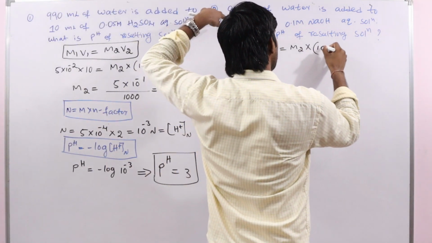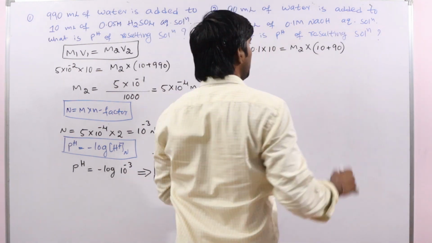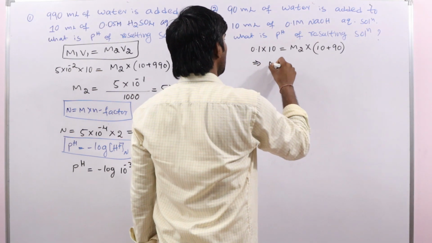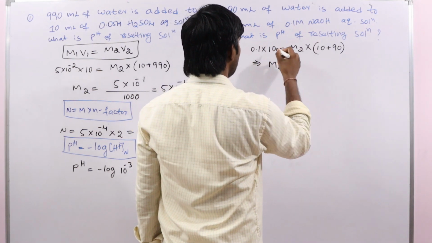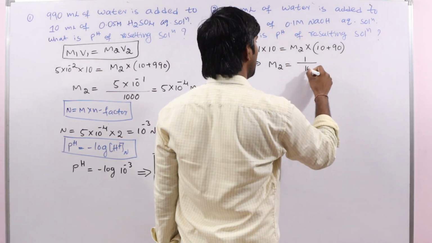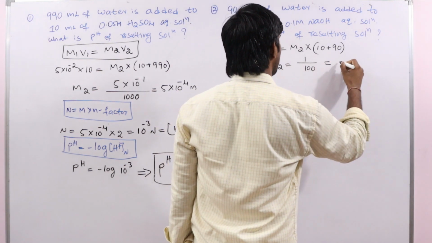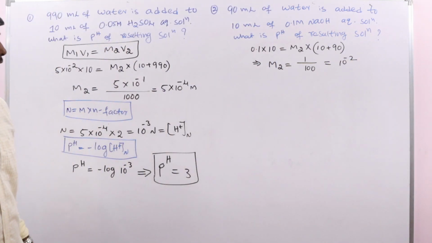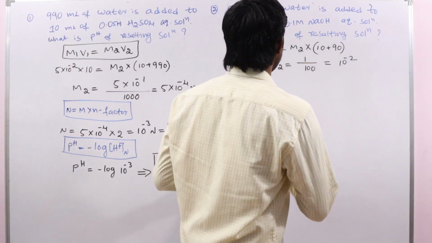Here we should be careful. So 10 plus 90. Okay, so from this we get M2 is equal to 0.1 into 10, that is 1, by 10 plus 90, 100. Okay, so that is equal to how much? 10 power minus 2.